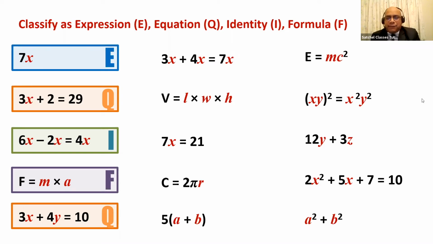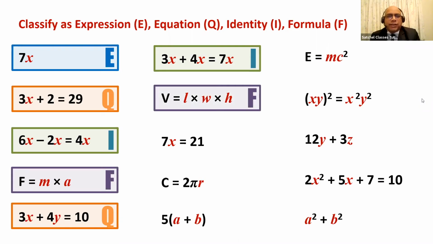3x plus 4x equals to 7x. Well, 3x and 4x together is 7x, which is the same as right hand side, which means whatever value x takes, the left hand side and the right hand side are always going to end up giving the same value, and hence identity. Okay, V equals to L times W times H. Well, as you know, volume equals to length times width times height, right? So it is a formula.